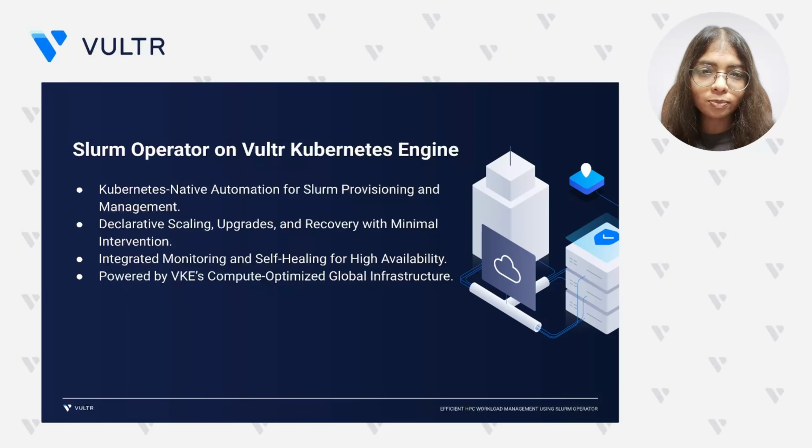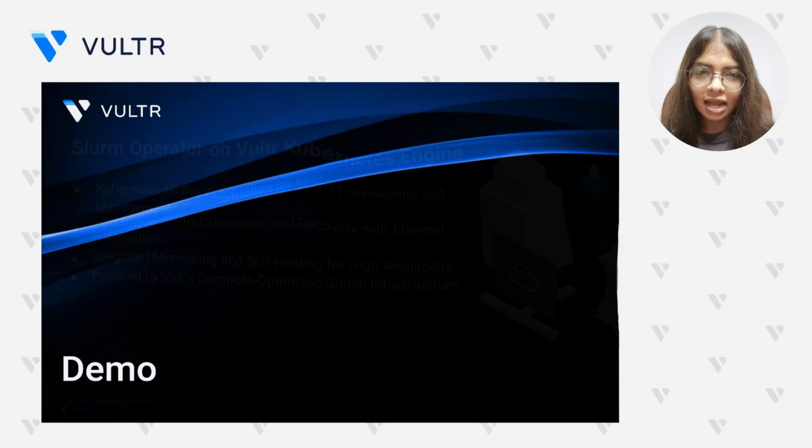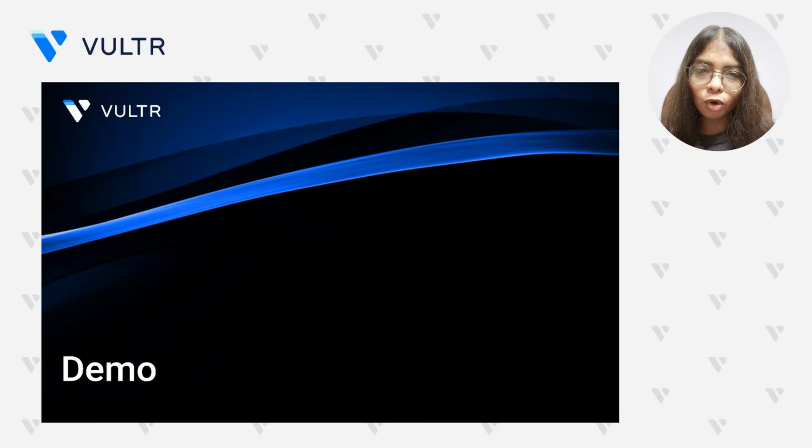The operator continuously monitors the health of every component, detecting failure and performing automatic recovery to maintain high availability. And when combined with VKE's globally distributed compute optimized infrastructure, the operator provides a resilient platform that supports HPC workloads at scale. Now that we have covered the challenges and how the Slurm operator on Vultr Kubernetes Engine addresses them, let's see it in action. We'll walk through deploying a production-ready Slurm cluster, configuring persistent storage with Vultr block storage, and validating that the controller, compute nodes, and database are all running as expected.